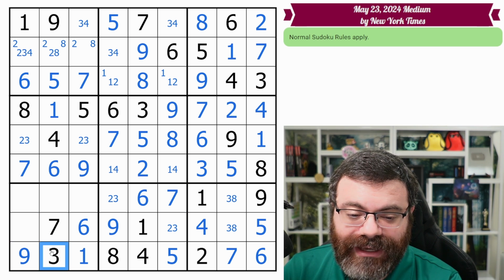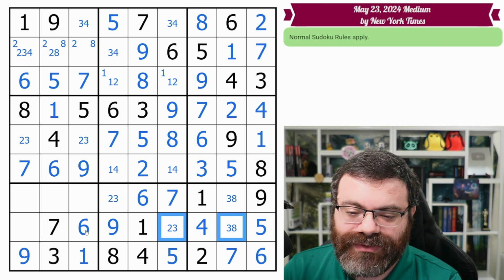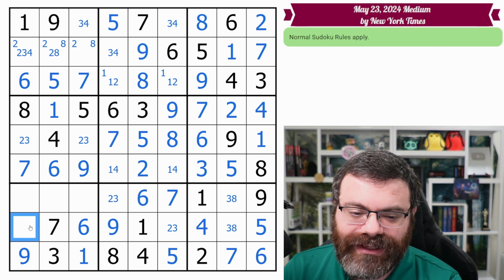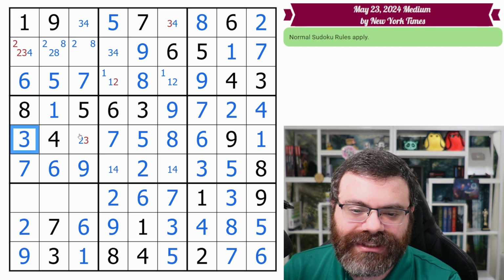This is 2, 3, or 8. Can't be 3 or 8. So it is only 2. I'm looking at the row and seeing 2, 3, 8 is what's left. Can't be 3 or 8, so it must be 2. That resolves the 3 and the 8, the 3 and the 2. The 2 also resolves this 3 and 2.